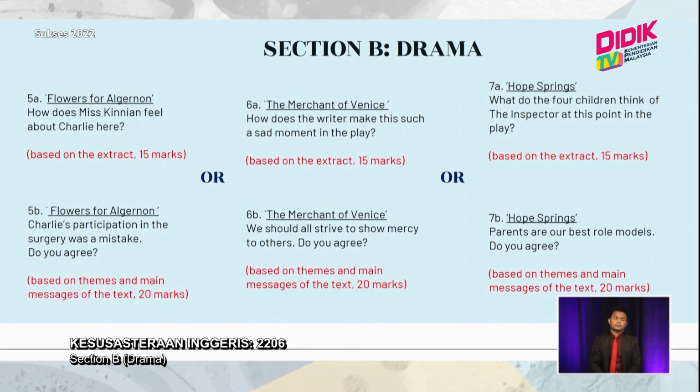For Flowers, the question given is, how does Miss Kinnian feel about Charlie? So that involves plot and that involves character development. If you look at 6A, Merchant of Venice, how does the writer make this such a sad moment in the play? Again, you have plot, character, and use of language. If you look at 7A, Hope Springs, the question given could be something like, what do the 4 children think of the inspector at this point in the play?